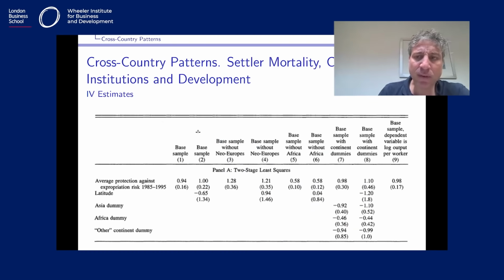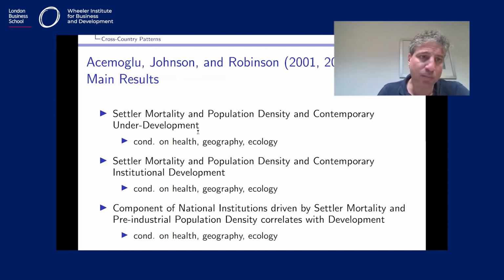So effectively, they develop a statistical technique that combines these two sets of results. And the flagship result here is that the component, if you like, of national institutions that reflects the colonial strategy, settler mortality or population density, is a strong correlate of economic development. So this effectively is their three kinds of results.